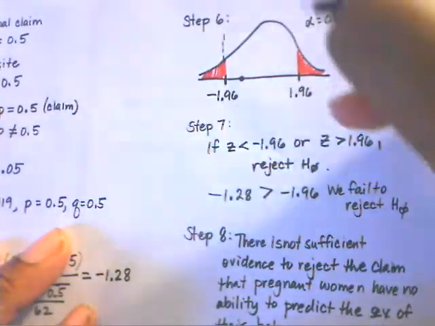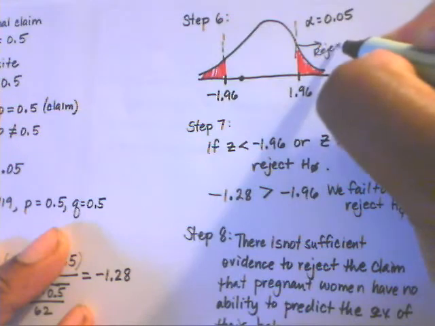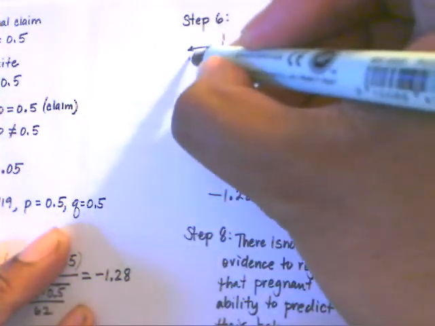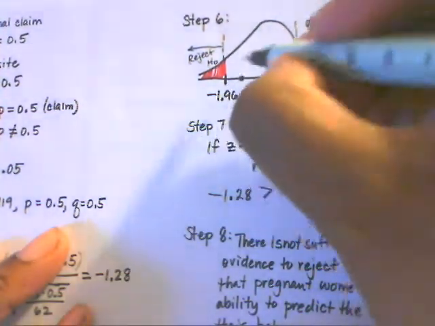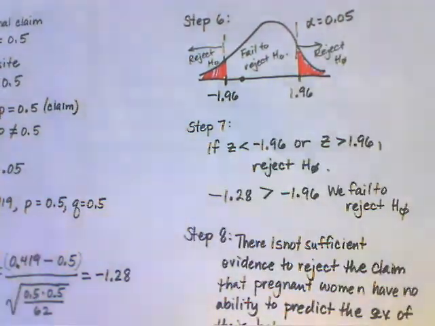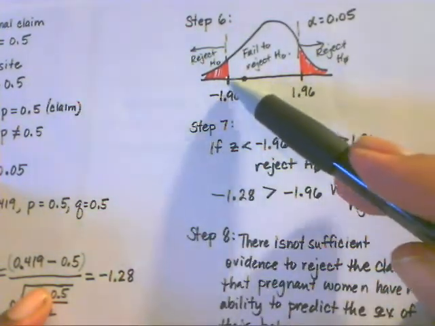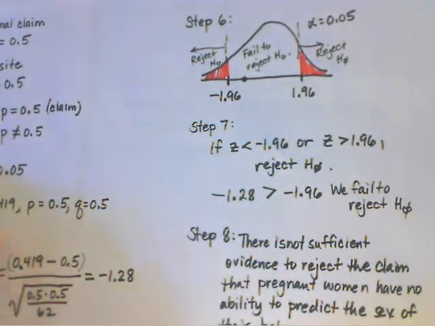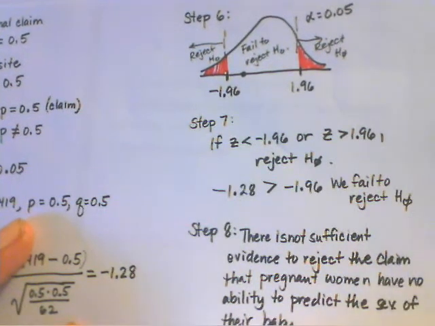So think of this. If it's to the right, you're going to reject the null. If it's to the left, you're going to reject the null. If it's in between those two critical values, you're going to fail to reject the null. Okay? So now, our test statistic was negative 1.28 from step number 5. Negative 1.28 falls within these two boundaries, negative 1.96 and positive 1.96. It's not greater than 1.96, and it's not less than negative 1.96. So here, we're going to fail to reject the null hypothesis.